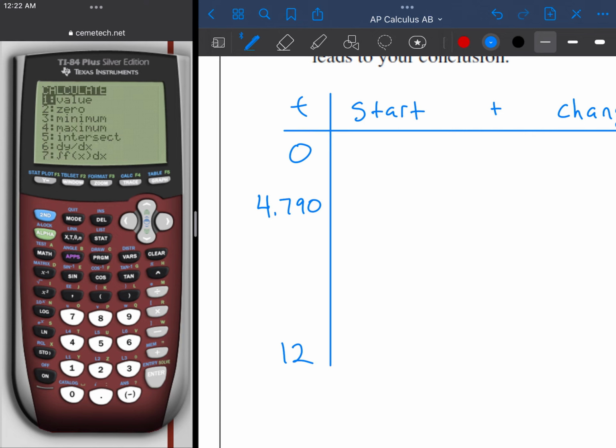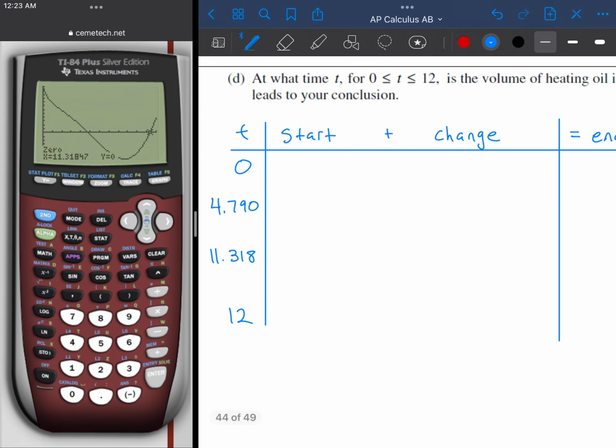So second trace to do a zero. It looks like it's basically at 12, right? I know that the window is between 0 and 12. So I'm going to guess that it's between 10 and 12. And I'm going to guess it's like at 11, I guess. And it's 11.318. 11.318.